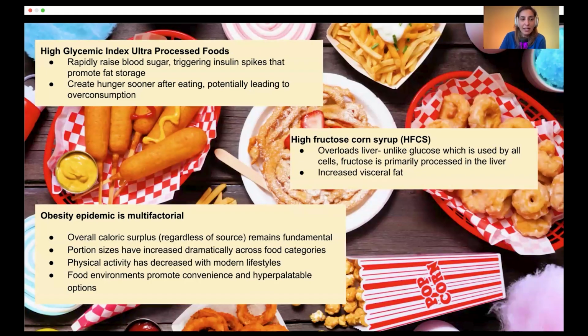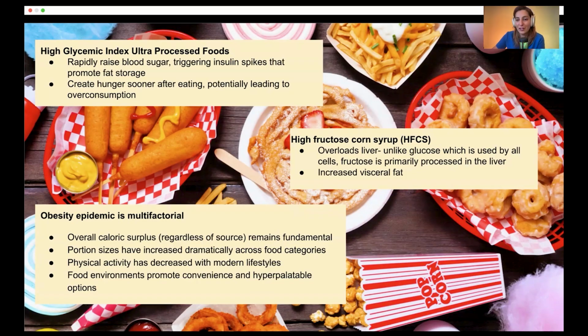This type of diet, high glycemic index foods, and if you don't have the slides, there's a picture of corn dogs and funnel cakes and donuts, all the stuff that's actually delicious. But it rapidly raises our blood sugar and triggers insulin spikes that promote fat storage. And then they create hunger sooner after eating, which leads to overconsumption. Like you're like, oh, this is good. I need more of it.